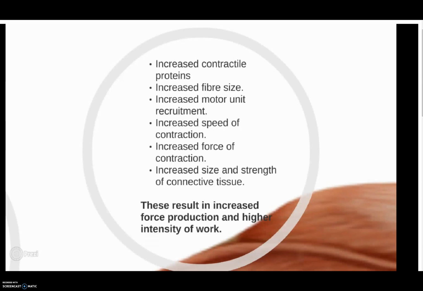We get more contractile proteins, a bigger fibre size, more motor unit recruitment, which is critical because the all or nothing principle tells us that the only way we can make a more powerful contraction is by recruiting more motor units. We get increased speed of contraction, increased force of contraction, and increased size and strength of connective tissue. And that's really critical because if the muscles get bigger, they can create more force. But if we can't transfer that force to the skeleton through a nice strong tendon, then it's not much use to us. So they result in increased force production and higher intensities of work.